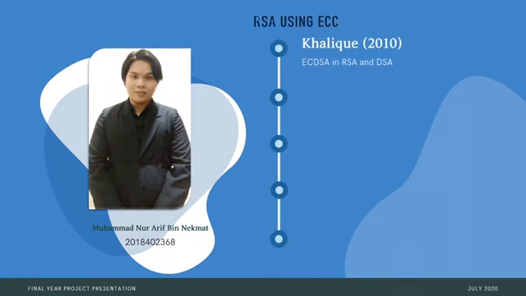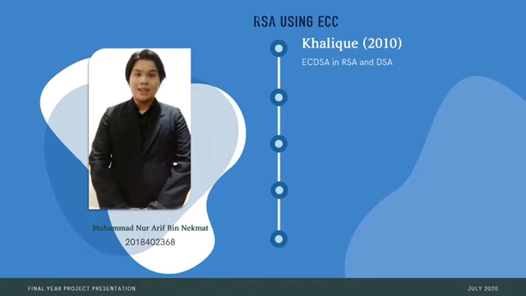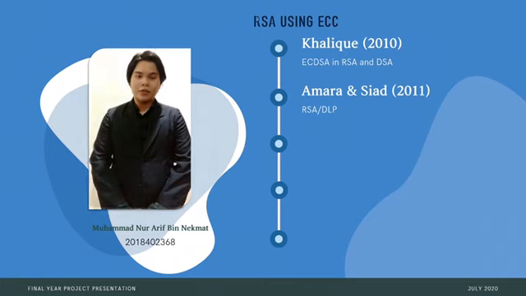Using ECC method. The first article by Khalid 2010. The article proposed elliptic curve digital signature algorithm as an alternative to existing public key system. Next article, the comparison on ECC and RSA, for which is much faster and secure, are discussed.